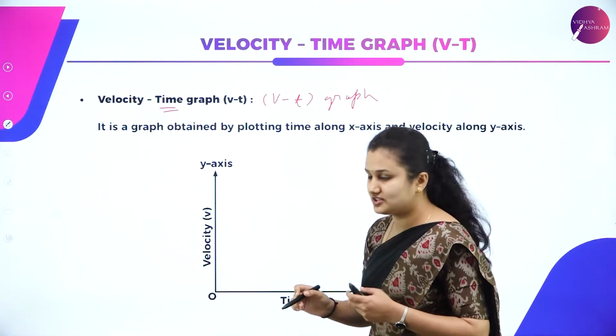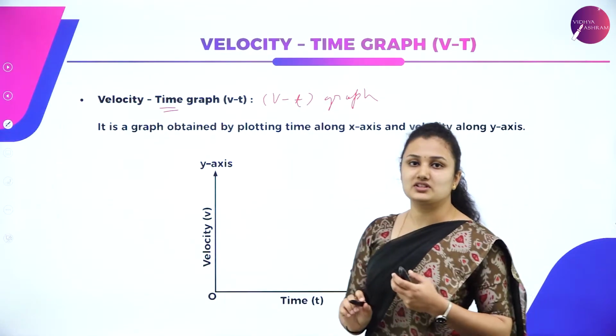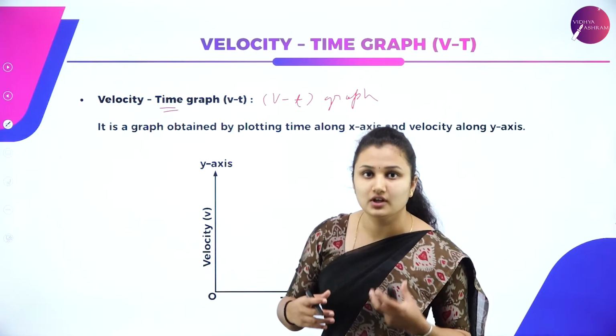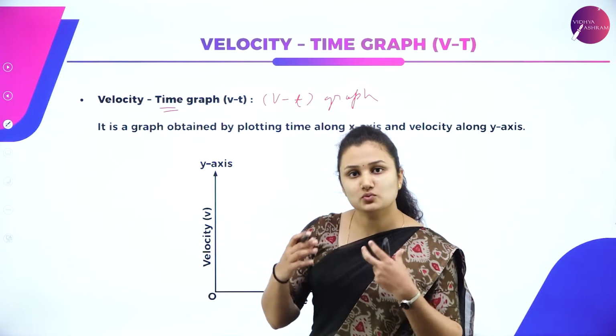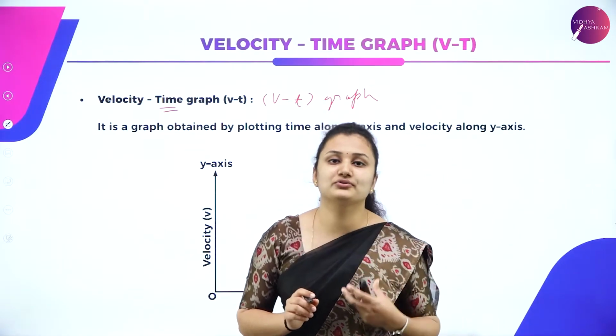So what is this velocity time graph? You have an x-axis, we have a y-axis. We are studying motion in one dimension. In the previous session we studied the types of motion, motion in 1D. 1D means one-dimensional. Any one of the coordinates specifies the motion of the object.